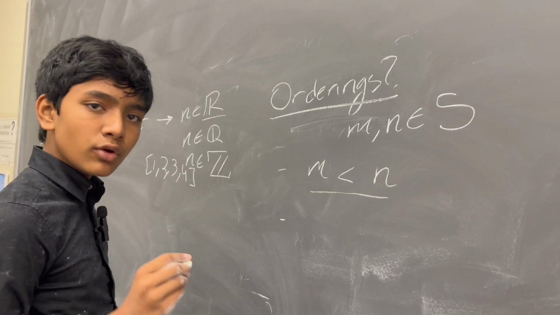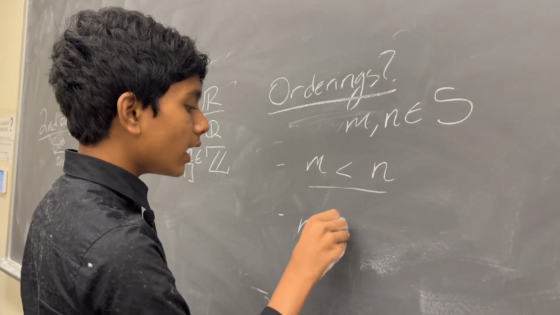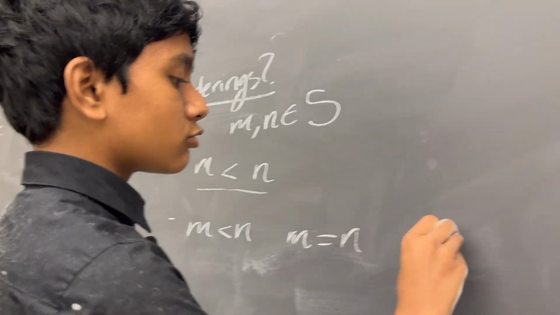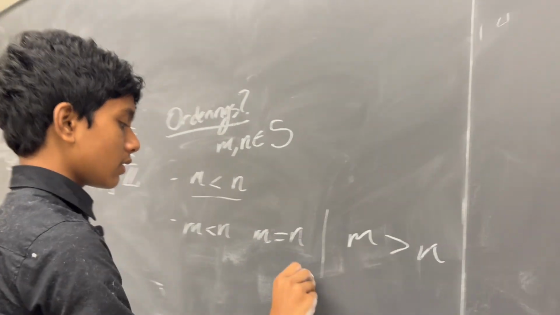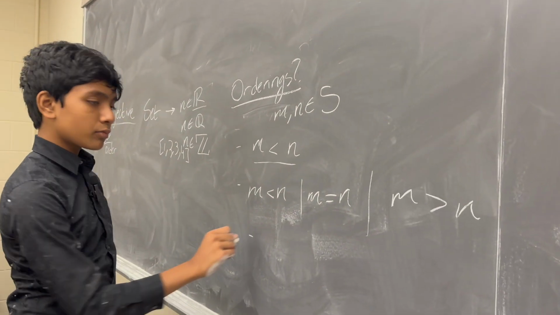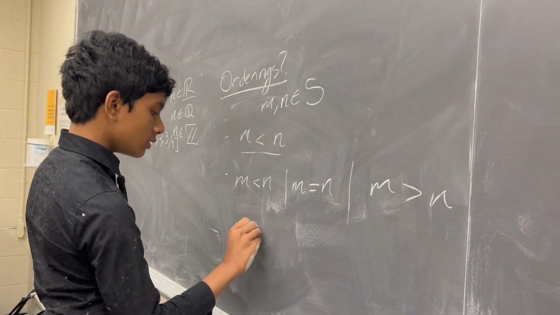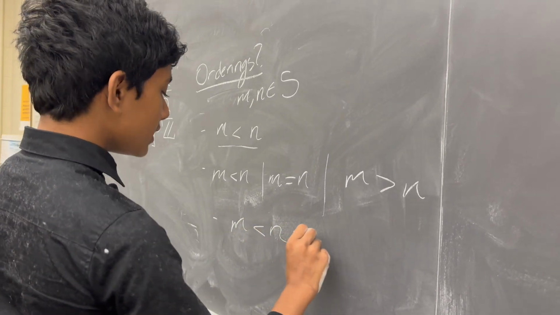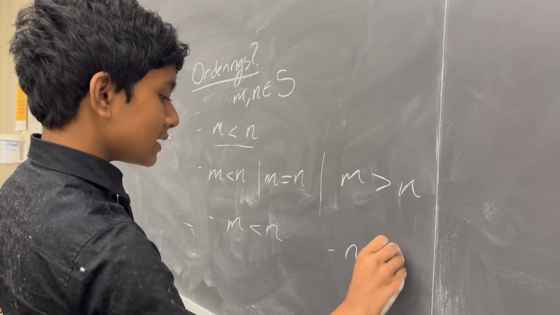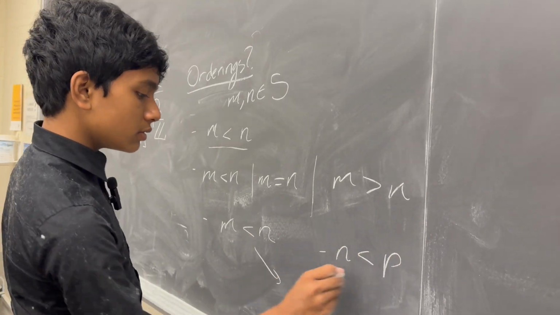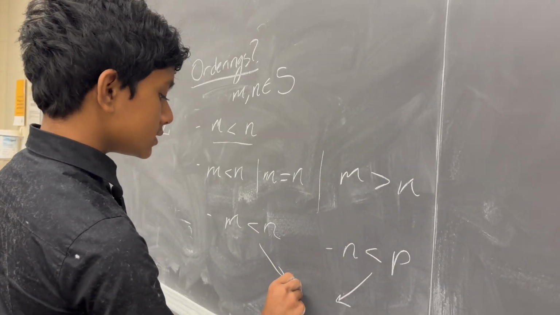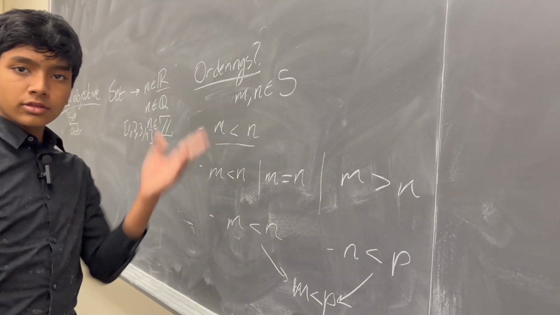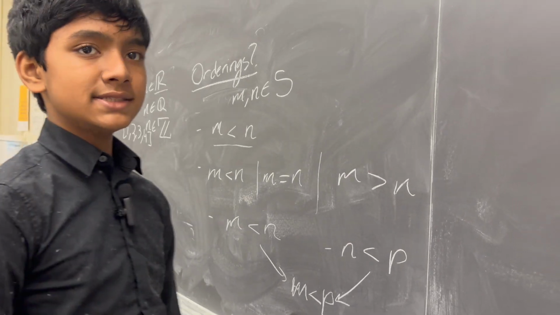Number two, only one of the following can be true at a time. m is less than n, m is equal to n, or m is greater than n. And number three, this property has to be transitive, i.e. if m is less than n and n is less than p, then using those two pieces of information, we can show m is less than p. So those are the three properties any ordering needs to have.